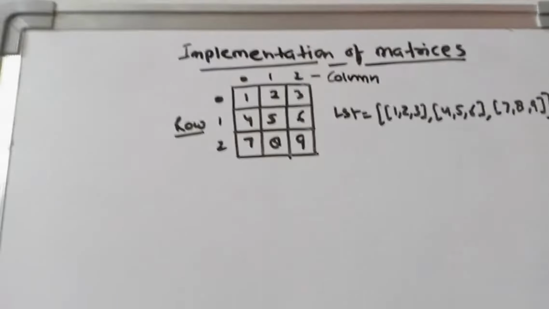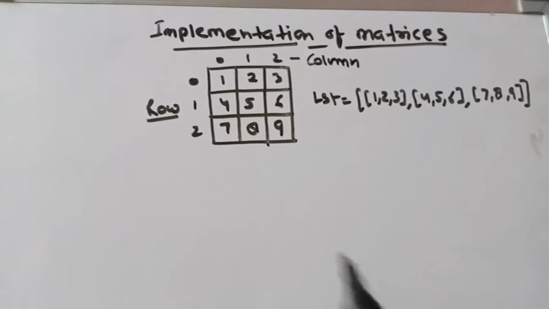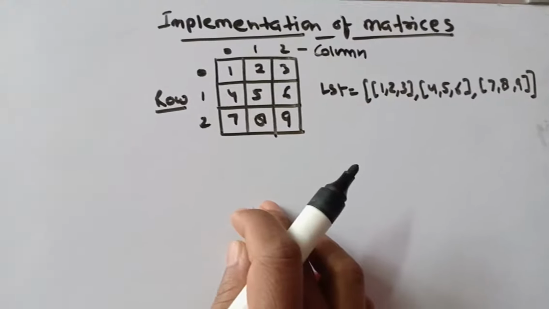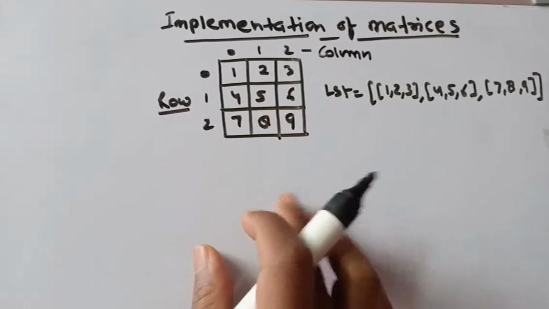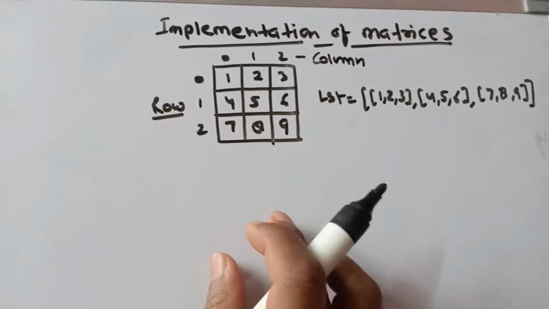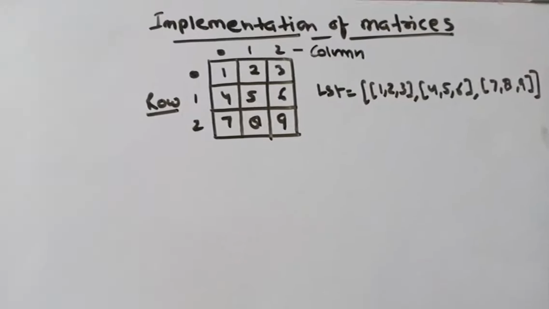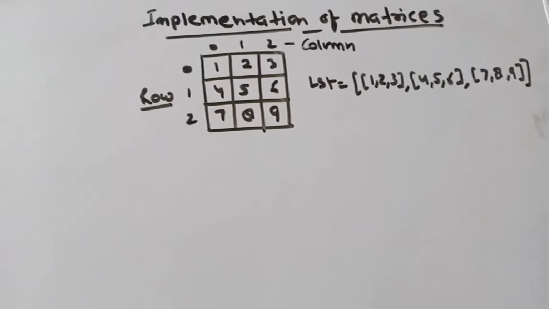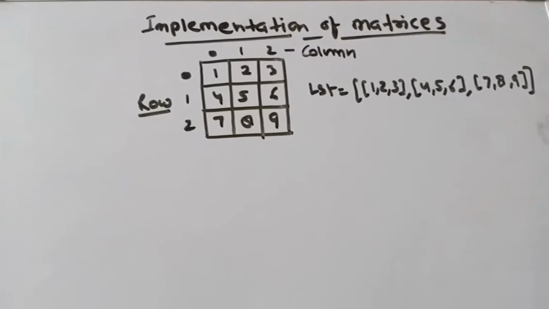Good morning, dear students. As we discussed earlier in the video, how 2D lists are different from nested lists. A two-dimensional list is a list containing the same type of elements with the same number in each and every inner list. That kind of two-dimensional list is known as a matrix. Now, in this video, we are implementing matrices.